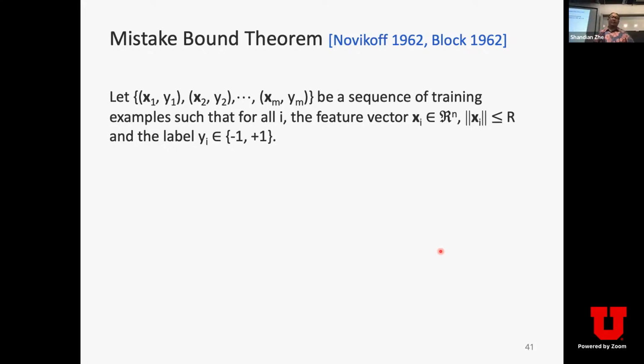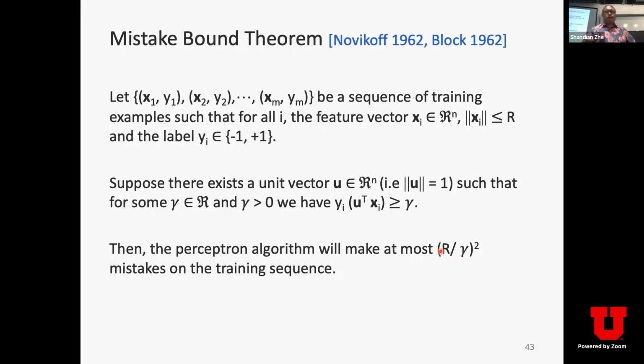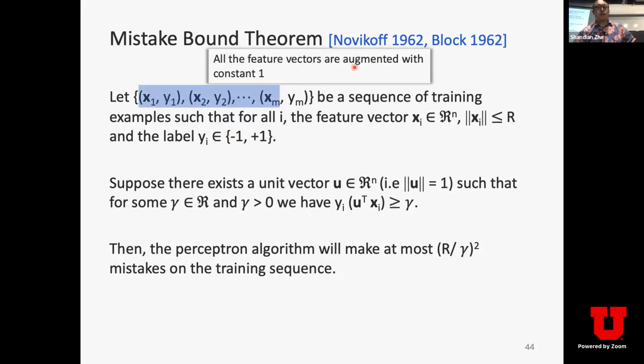So now we can take a look at the Mistake Bound theorem. What does the Mistake Bound theorem tell us? Assume that we got a sequence of training examples. For every feature vector xi, we assume its norm is less than or equal to some big R. So the length of each feature vector is upper bounded by R. A label is either -1 or +1, and we're assuming all the feature vectors are augmented with constant 1. And second, we assume that the data set is linearly separable, and there exists some unit vector such that for some positive gamma, we have this always no less than gamma.